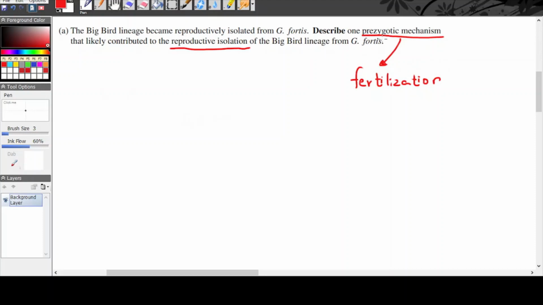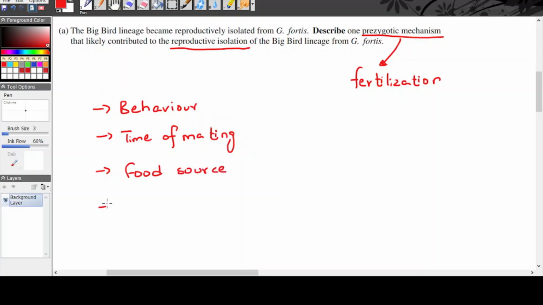So one of the prezygotic mechanisms that contributed to the reproductive isolation of the big bird lineage could be either the behavior, or maybe it could be the time of the mating process, or it could be the food source of the birds, or it could be maybe the location on the island that we are talking about. So it could be either one of these prezygotic mechanisms.